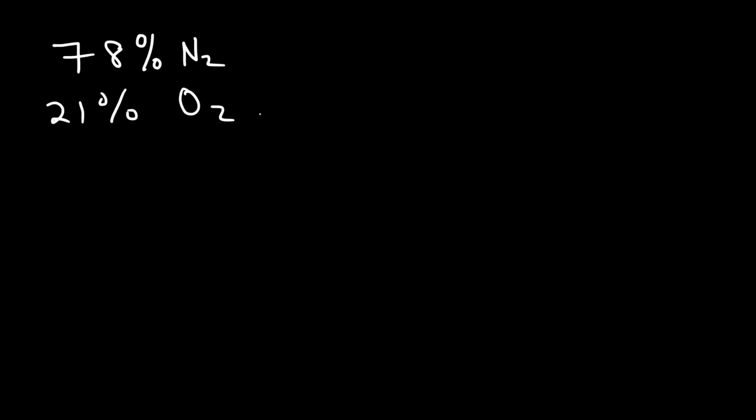Now, air is mostly composed of nitrogen. It's 78% nitrogen and about 21% oxygen. The last percent consists of other gases. You might have argon, carbon dioxide, helium, and some other trace gases. And depending on the temperature, sometimes you have water vapor in the air as well.